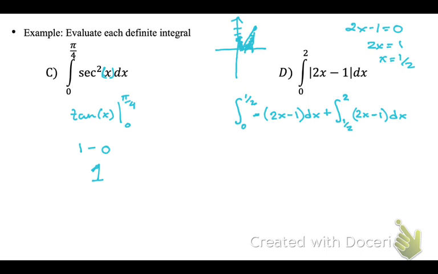So do you guys want to distribute this? Just make it negative 2x plus 1? Okay, so negative 2x plus 1. That integral would be, add 1, divide by 2, so negative x squared plus x from 0 to 1/2, plus x squared minus x from 1/2 to 2.